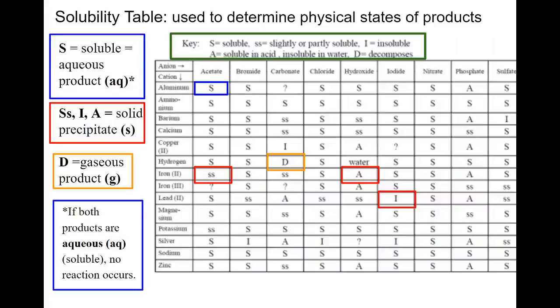If both products of your reaction are aqueous or soluble, that means you did not create a reaction. All you did was create a new mixture. So in order for it to be a chemical reaction, you need to form new chemical bonds. You can't just mix around 4 different ions.